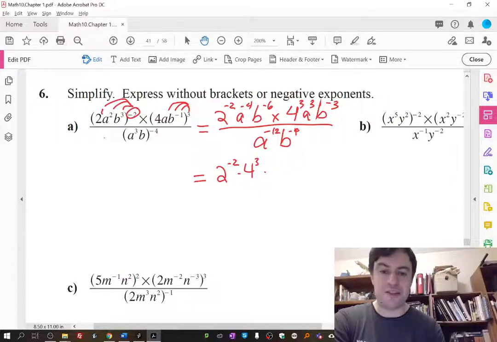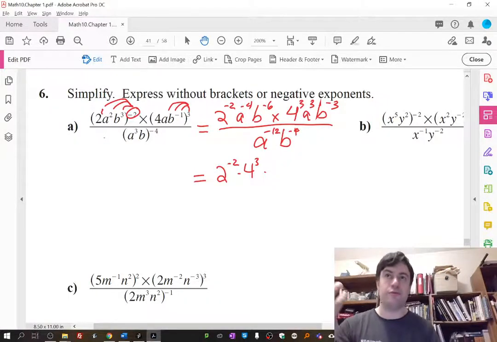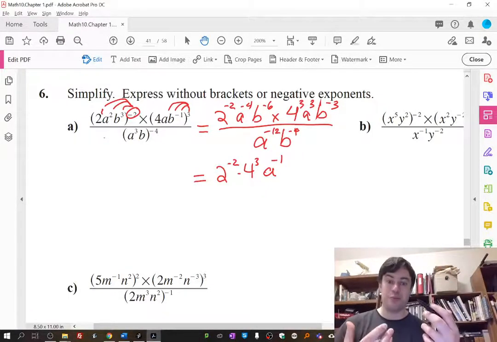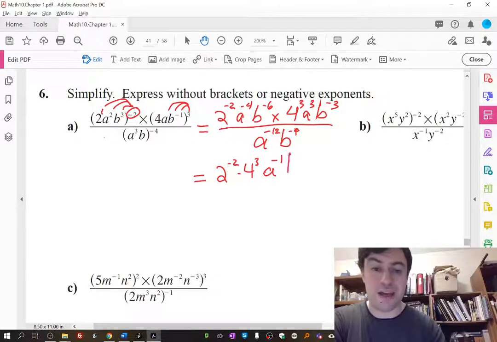And then, let's see, our a's can multiply together. So we've got a to the negative 4 times a to the 3. So negative 4 plus 3 is going to leave us with a to the negative 1. Okay, so that's okay. And then we're going to do b to the negative 6 times b to the negative 3. So that's going to add our exponents again. So we'll get b to the negative 9.